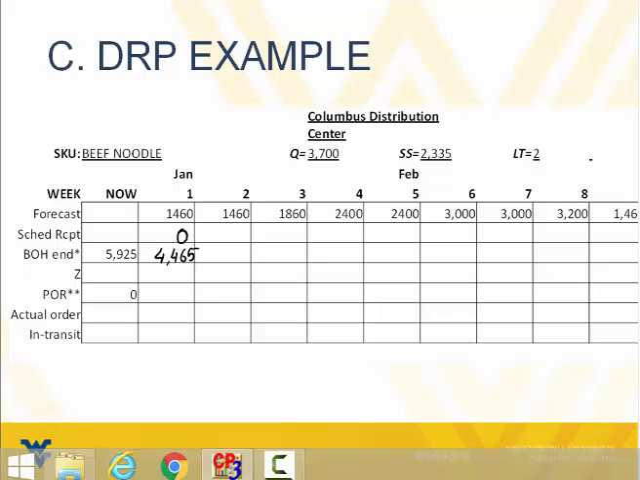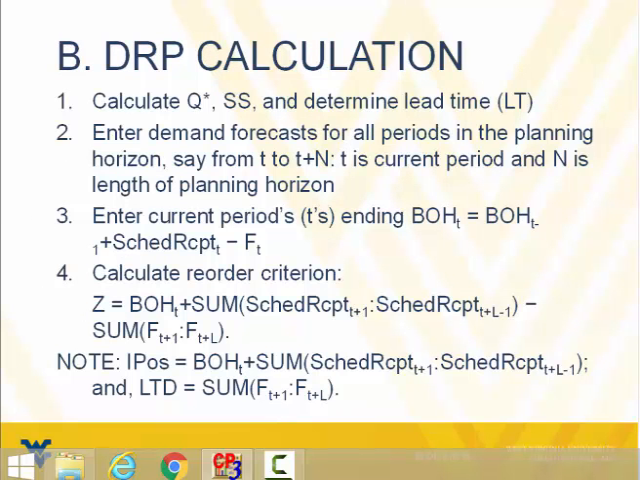So we add up. There are no scheduled receipts in this period, so we add up these two values, and from that, we subtract these two values. And when you go back to this formula, that's exactly what it's doing. It's balance on hand plus the sum of scheduled receipts in the future periods minus the sum of forecast during your lead time.